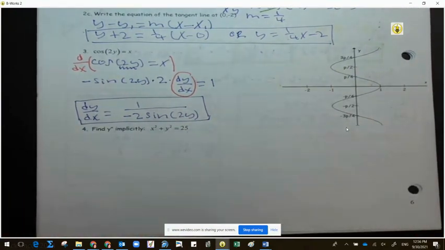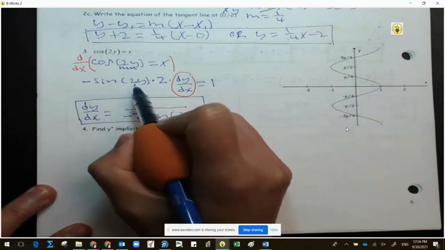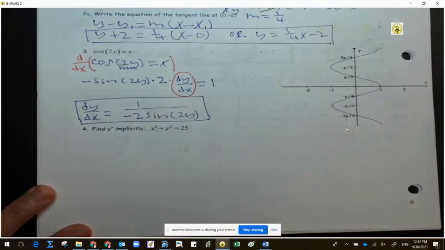How do you know to put the dy over dx? Anytime you are deriving anything with the y, which I did, derivative of 2y is 2, you have to go ahead and multiply by dy over dx. Oh, okay. If it has to do with the y, add that on there, okay?